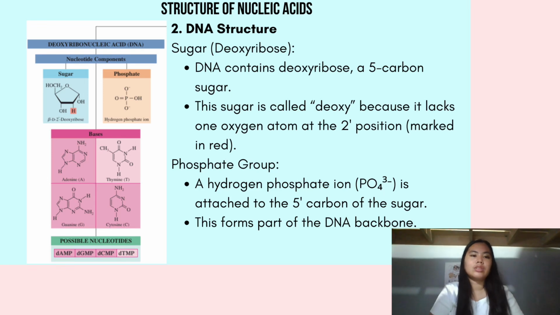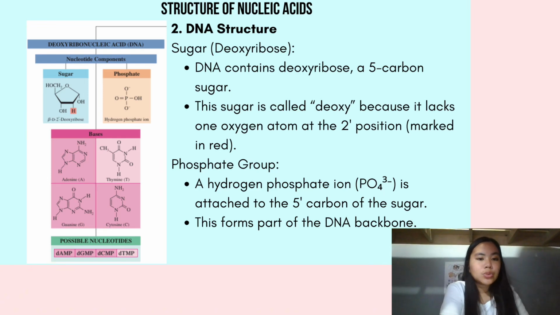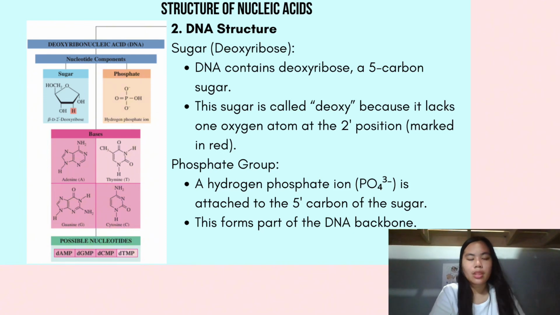So let's start with the DNA structure. DNA contains deoxyribose, a 5-carbon sugar. This sugar is called deoxy because it lacks one oxygen atom at the 2' position, which is marked in red. The reason why deoxyribose lacks one oxygen atom at the 2' position is because DNA is designed for long-term information storage. The absence of an oxygen atom in deoxyribose makes DNA less reactive and more stable, protecting the genetic code over time.